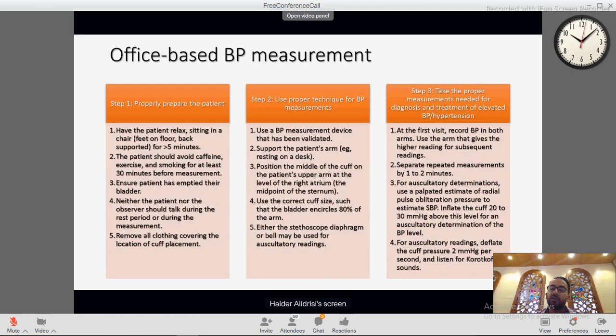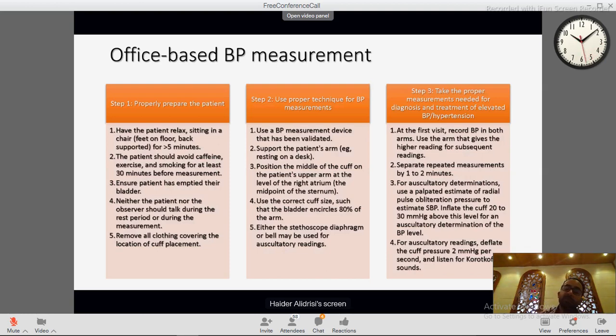And for auscultatory determination, you have to start by the palpatory method. For example, you are fitting the cuff here and elevating the sphygmomanometer pressure above a certain degree of blood pressure. Now you are releasing the air in order for it to descend, in order to check for blood pressure. At this time, you have to check blood pressure by the palpatory method.